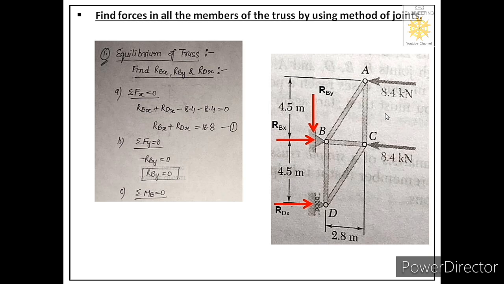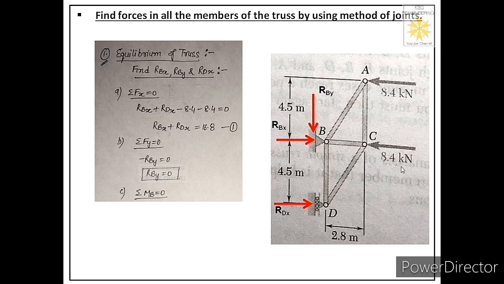Now let us observe the moment because of this external force. This is the line of action of the 8.4 kN force acting at joint A, and this is the moment center. The distance between the line of action of the force and the moment center, that is the perpendicular distance, is equal to 4.5. And the 8.4 kN force will also generate anti-clockwise moment, so we have to consider that as positive. So the moment because of this force will be positive 8.4 into 4.5.